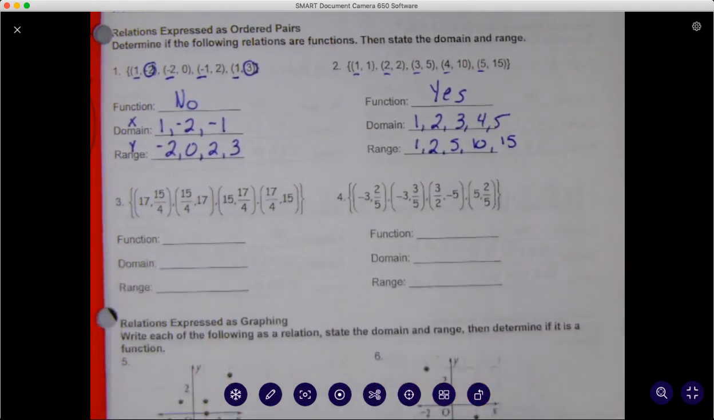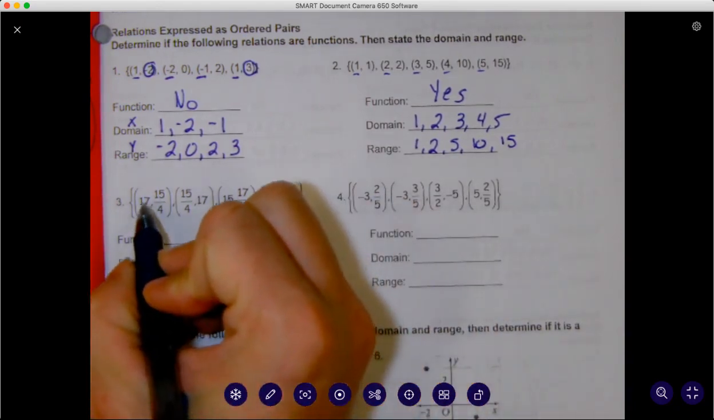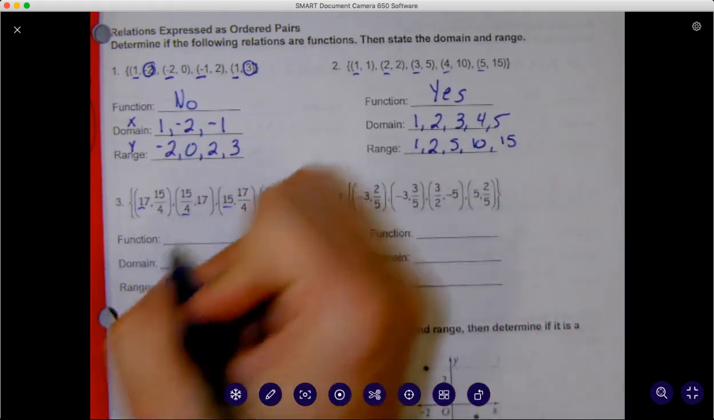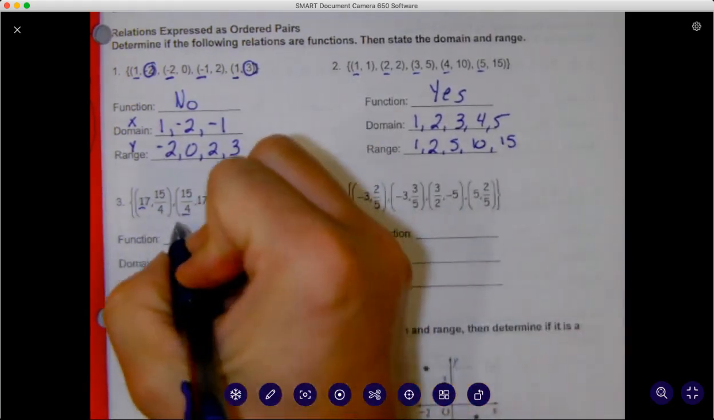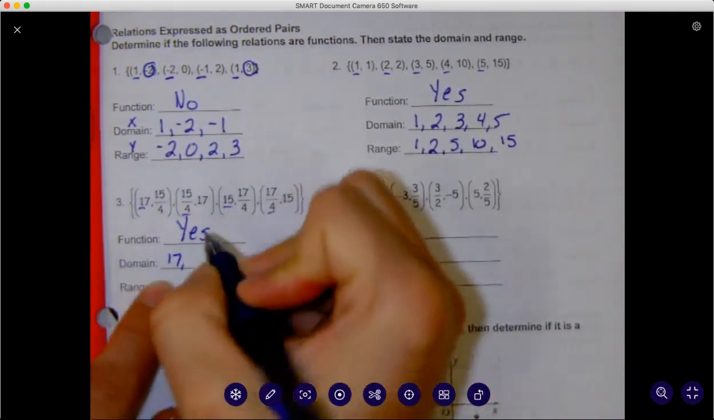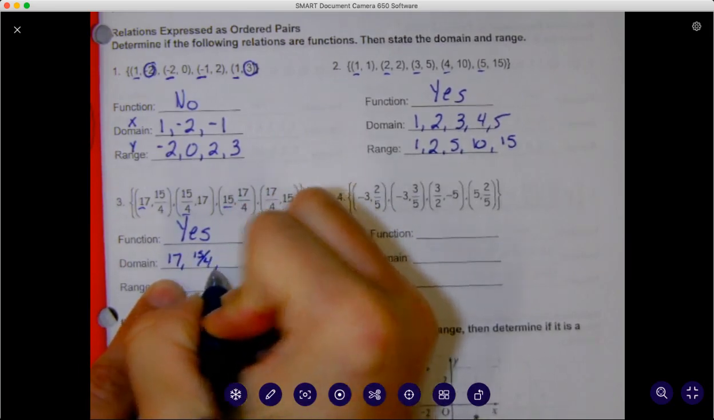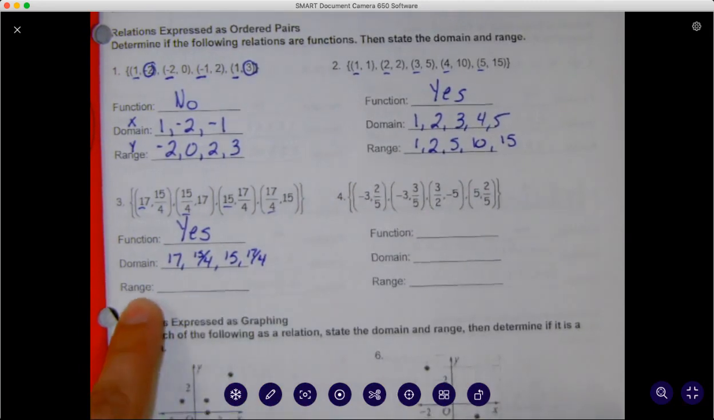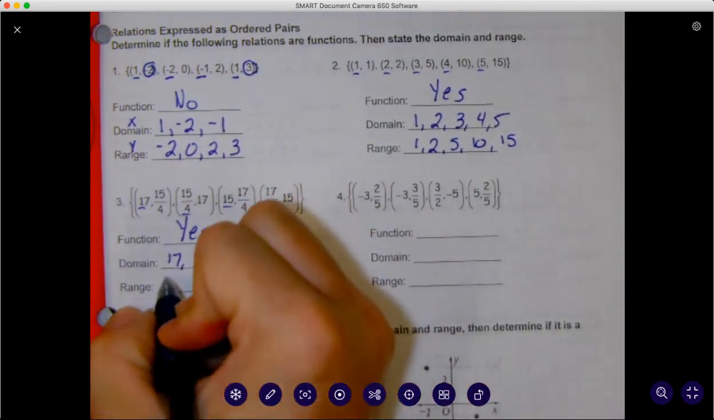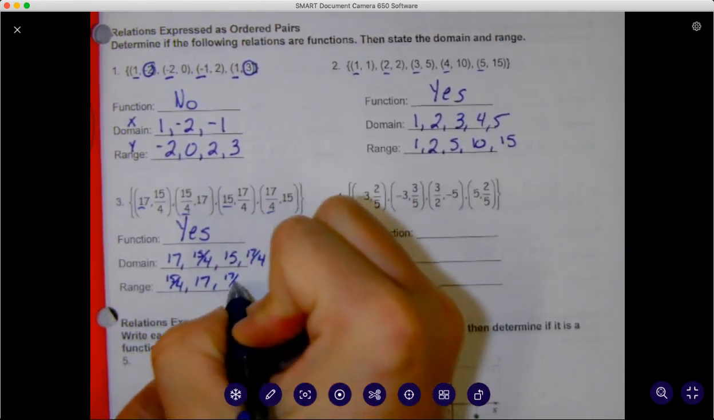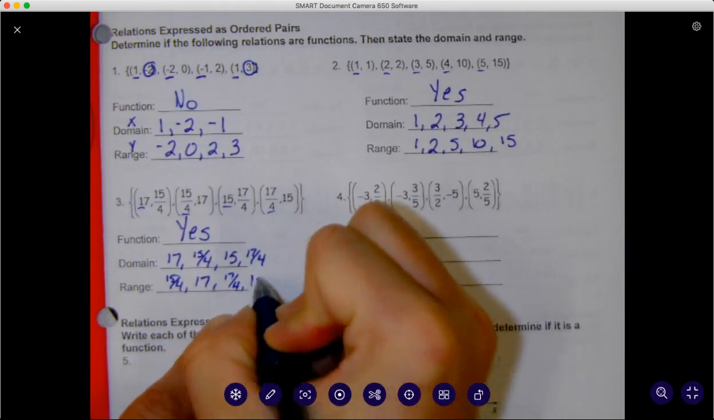Okay, number 3 has fractions in it. It's okay. Fractions are just normal numbers. Is it a function? We're going to check to see if any of the x values repeat. 17, 15 fourths, 15, 17 fourths. So none of the guys like more than one girl. So yes, that's a function. And then domain is just the x values. 17, 15 fourths, 15, and 17 fourths. The range is the list of y values. That's the girls. 15 fourths, 17, 17 fourths, and 15.